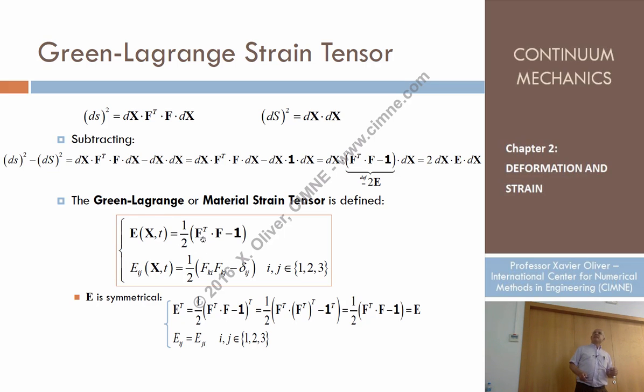This is an entity that is extracted from f. To compute it, I just have to compute f. But it's not exactly f, it's something different: f transpose times f minus 1, divided by 2. Okay? And this tensor has the property that multiplying it by the relative position of two vectors before the deformation, before the movement, returns the change of the square of the distances of these particles. Okay?